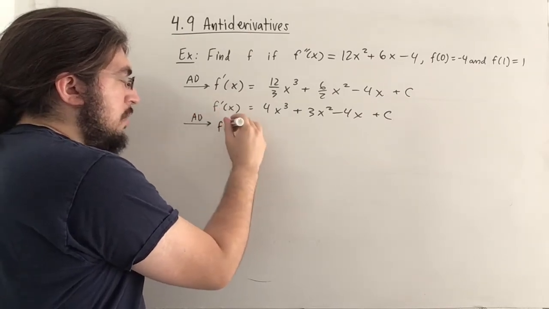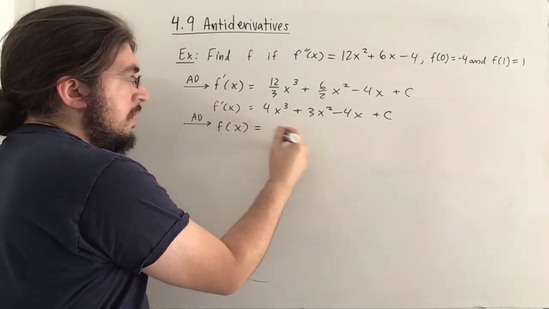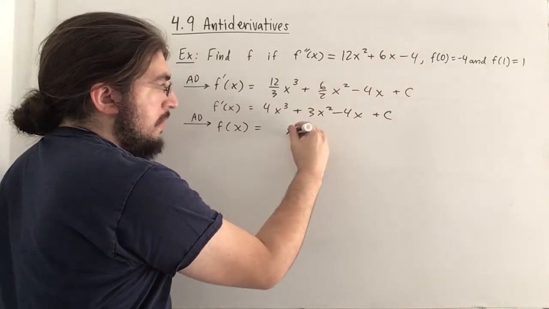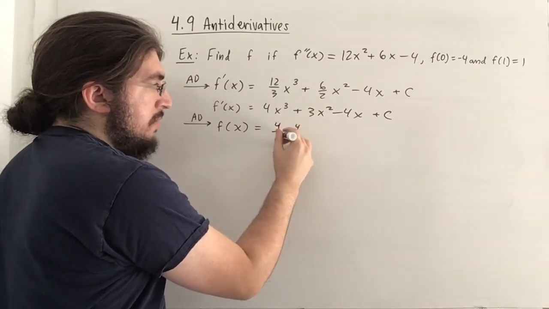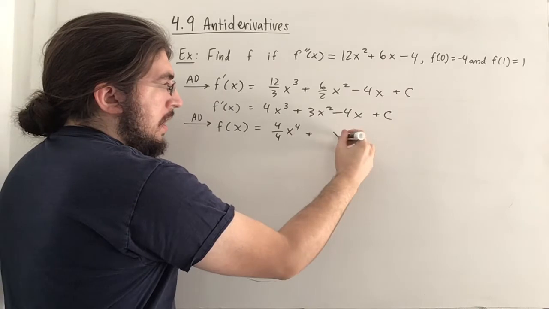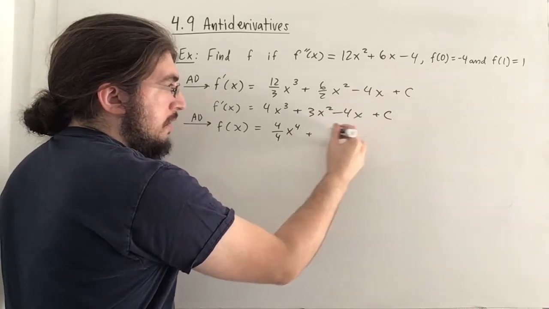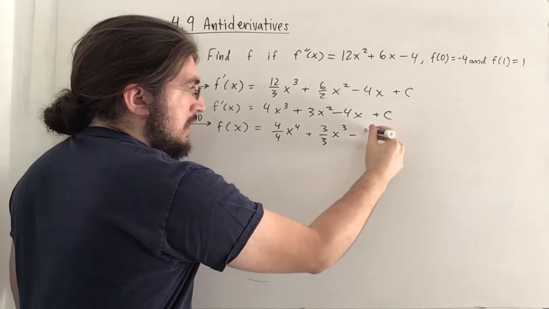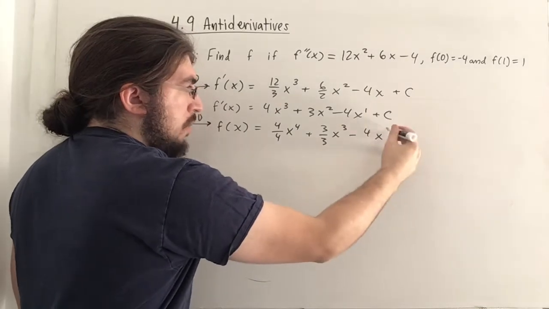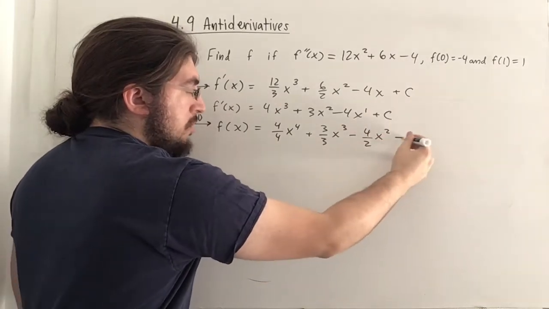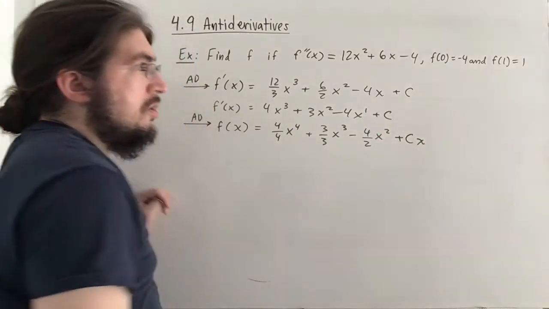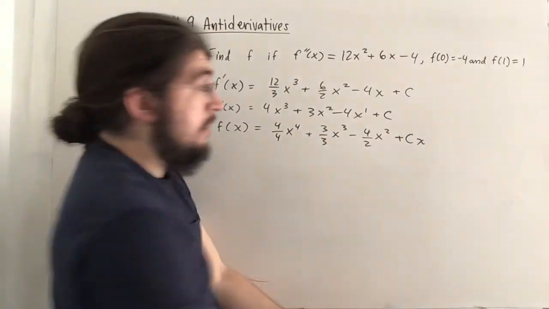So let's see, the antiderivative of f prime is just f, which is, well, you add 1 to the power, that's x to the 4, and this will be 4 over 4 now. Add 1 to the power here, you get x to the third, that's 3 over 3. So these are actually looking to be pretty nice. The power here is 1, add 1 to the power, you get 2 divided by 2. C is a constant, so you multiply it by x, and then we get another constant here.